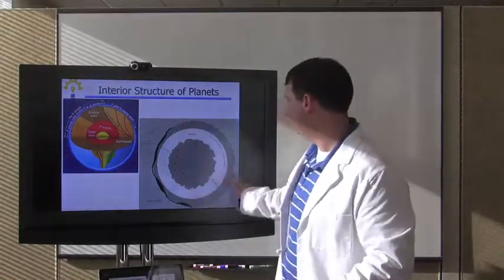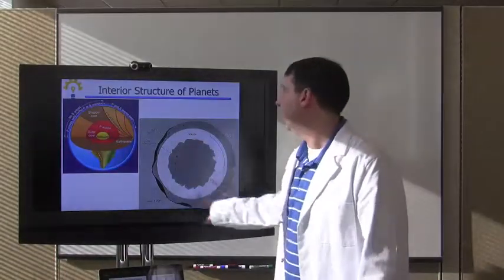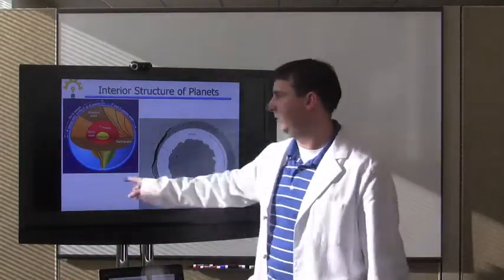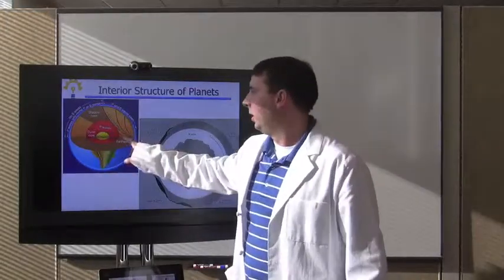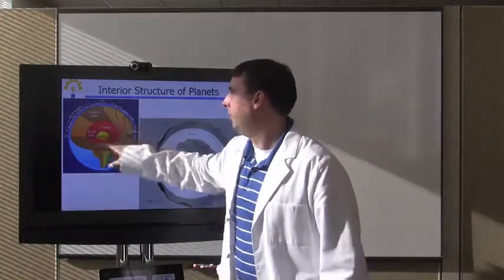This is our moon? Yeah, this is our moon, I think. Earth's moon. Again, this is Earth. So we have our inner core, our outer core, then our mantle and our crust.